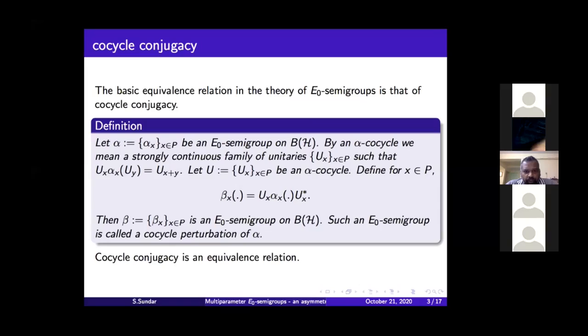So I should give an example of an E0 semigroup before going further. The basic examples are what are called CCR flows and CAR flows, and they come through the Fock space construction. So let me explain.